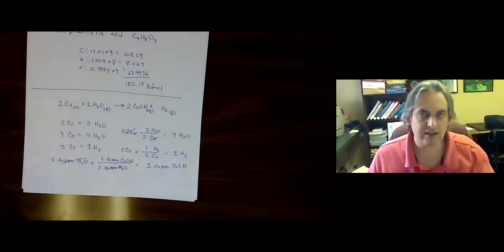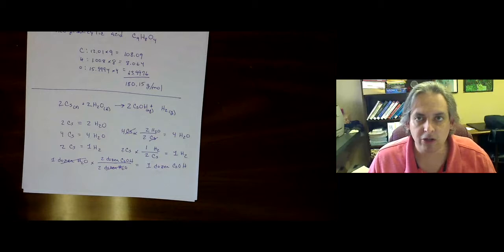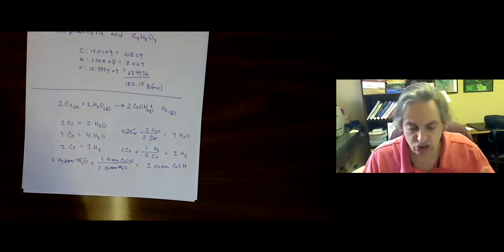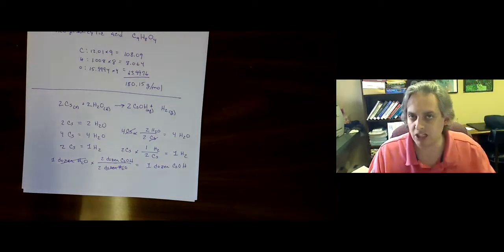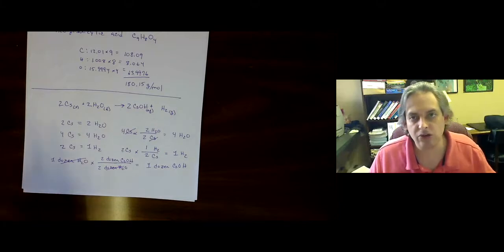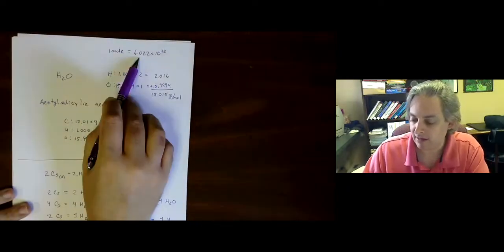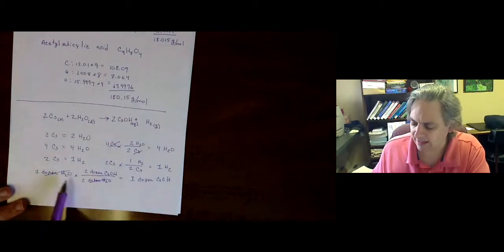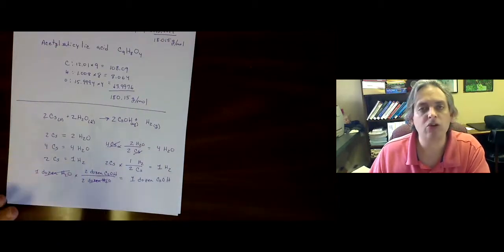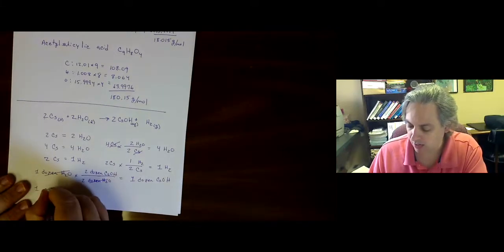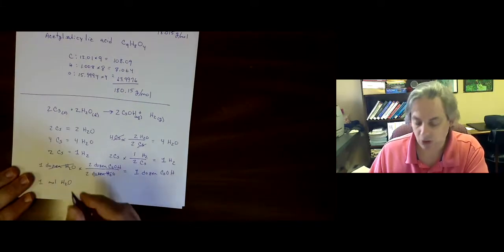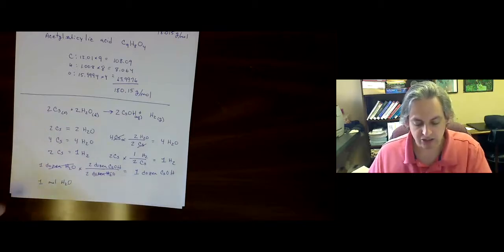So there's a reason I use the term dozen. You're familiar with the word dozen. Dozen means 12. In chemistry, we don't use dozen, we don't use pair, we use the term moles. And remember, a mole is 6.022 times 10 to the 23. So rather than saying dozen or atoms or molecules, we're going to say moles. So let's say we have 1 mole of water. How much cesium hydroxide do we get?